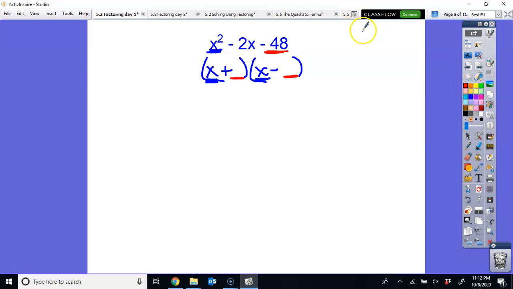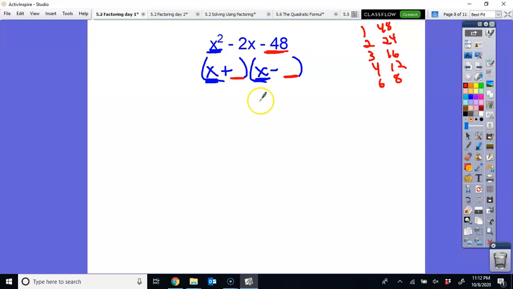Well, what's factors of 48? 1 times 48 is 48. 2 times 24 is 48. 3 times 16 is 48. 4 times 12 is 48. 6 times 8 is 48. Now, guys, if you don't know those in your head, it's okay. I'm not saying that you can't use a calculator there. I'm just trying to save you some time in this video.